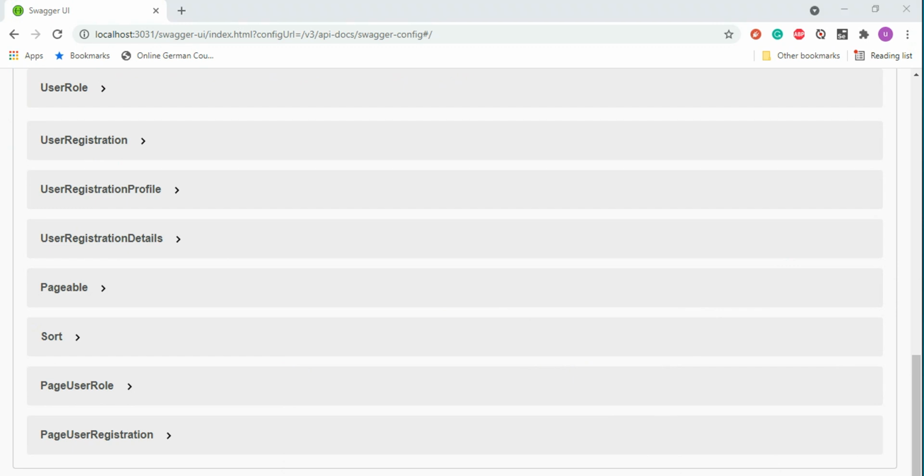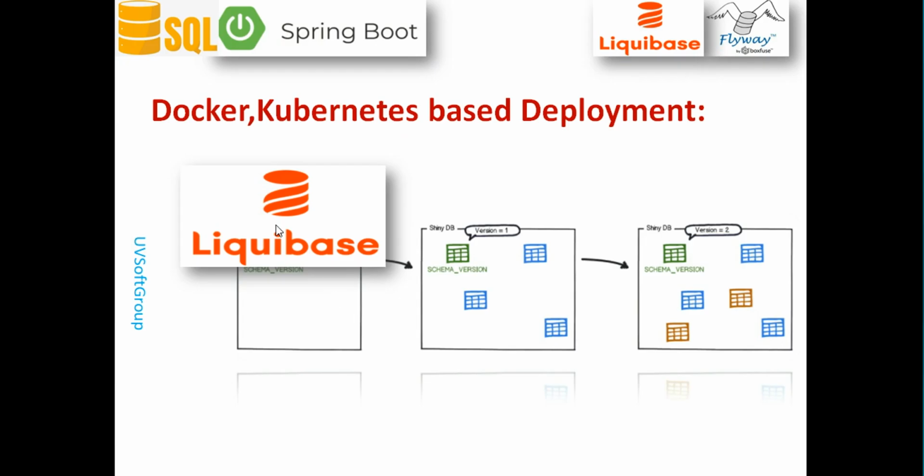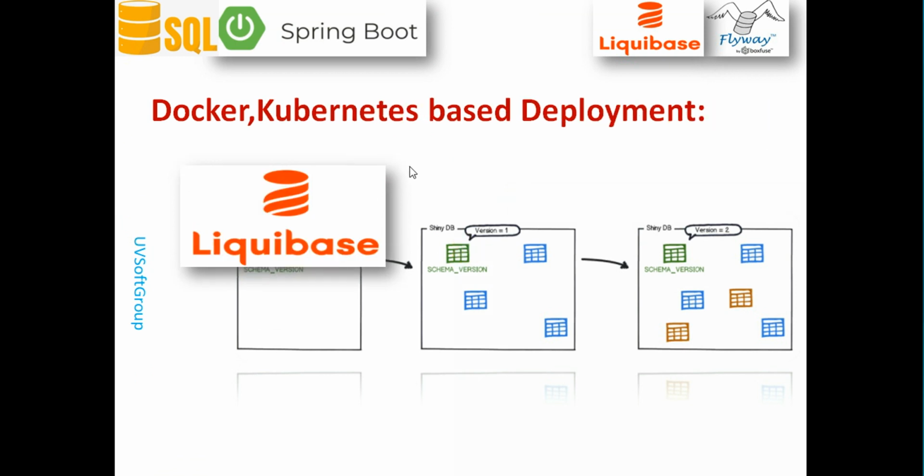So that means we covered the part of the deployments. We did Docker compose with Flyway, and we will continue with Docker and Kubernetes based deployment with Liquibase database migration that I already discussed.